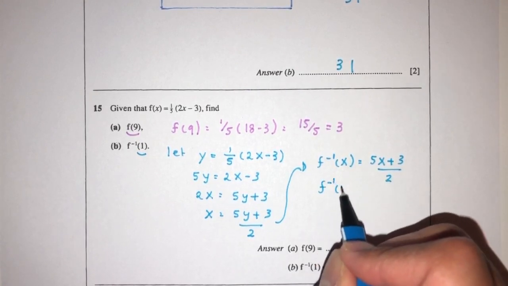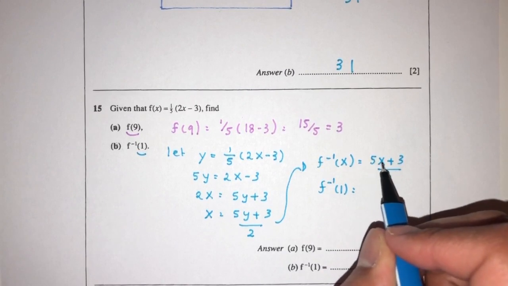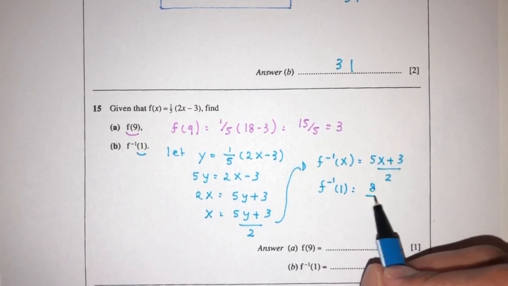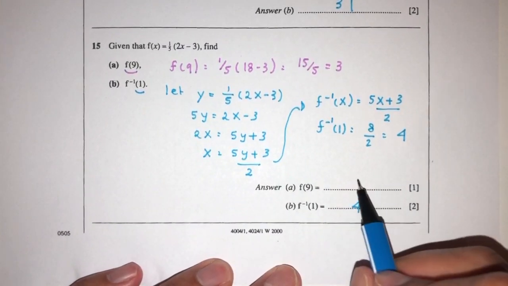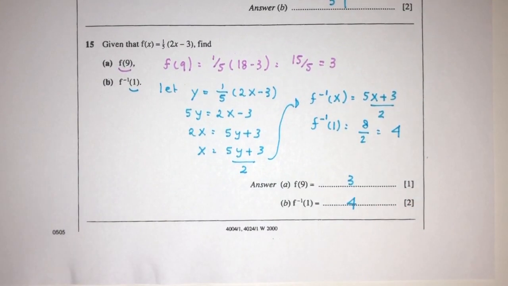So f inverse of 1 has to be 5 times 1 is 5, plus 3 is 8, divided by 2, that has to be 4. So that will be 4 here for your answer, and this has to be 3. This is one of the ways of doing this question. That will be question number 15.